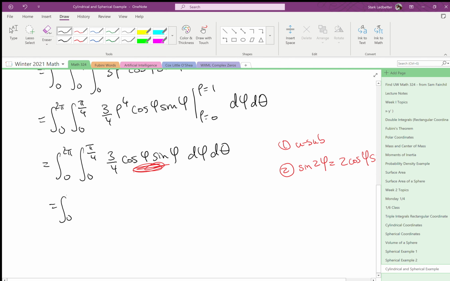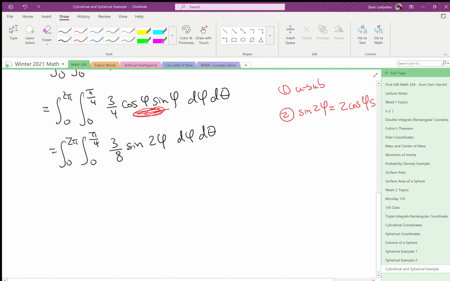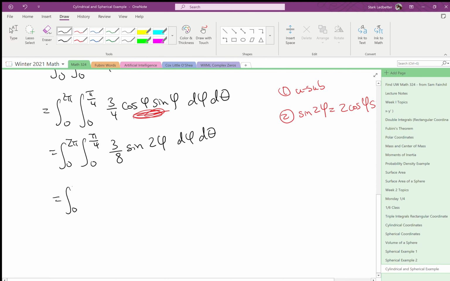So I'm going to do it that way since that's probably not the way you thought of, just so you see something different. Might have been the way you thought of, but I think most of you would do that with a u sub, which is also fine. So this is 3/8 sine 2 phi d theta. Okay, so then I just integrate that 0 to 2 pi. This is 3/8 cosine 2 phi. I need a negative and I need a chain rule, so it's actually negative 3/16. Phi going from 0 to pi over 4.